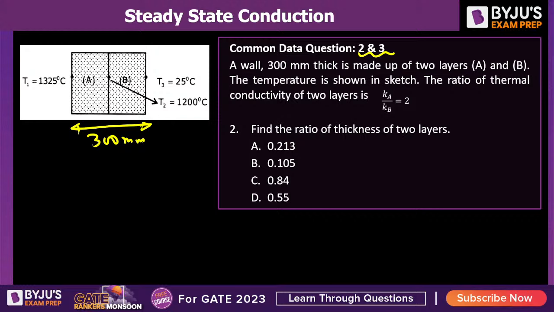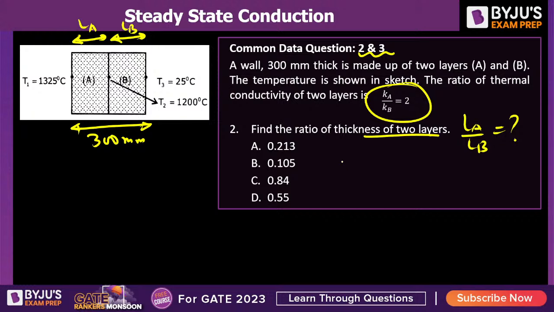The inside temperature is 1325. Intermediate temperature is 1200 and it is 25. The ratio of thermal conductivity of the two layers is 2. Find the ratio of thickness of two layers. LA by LB will be how much? The ratio of thickness of two layers. What is the answer?